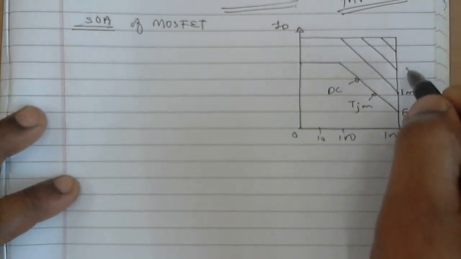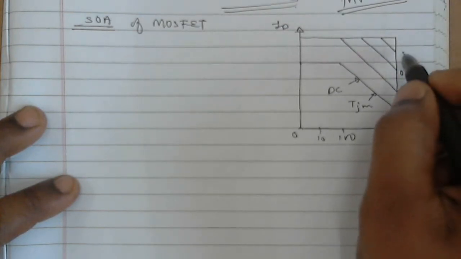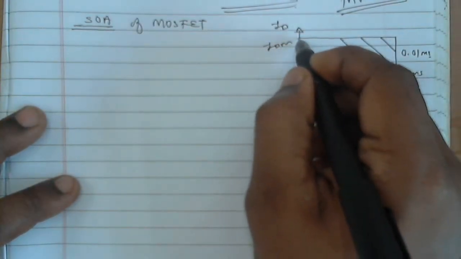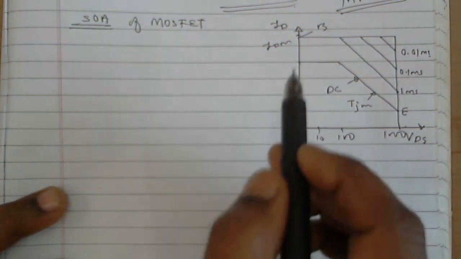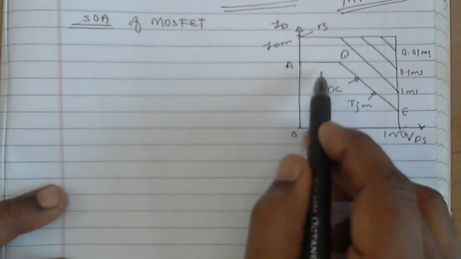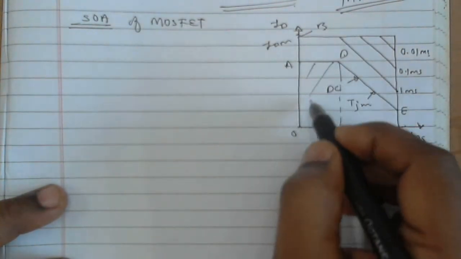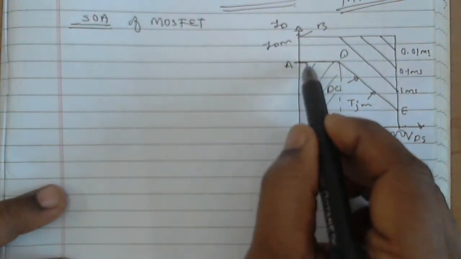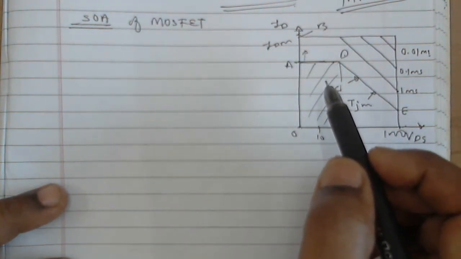As we go on increasing the pulse width for pulse DC, the safe operating area will obviously increase. Now here this boundary AD, this is A, this is D, this is E. This boundary AD is the maximum limit for DC and continuous current for this VDS. This is the maximum current above which we should not move, otherwise temperature will increase and the device may get damaged.